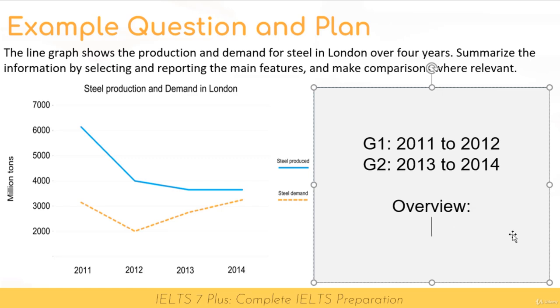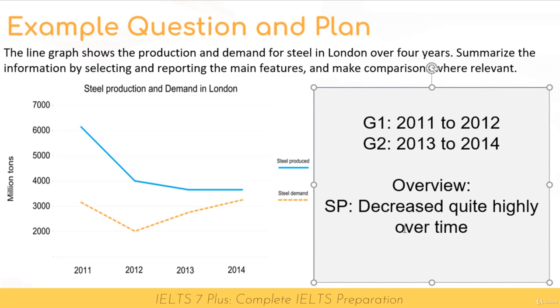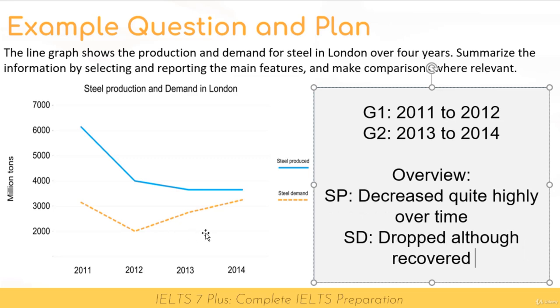Now for the overview section of my plan. How can I quickly summarize this data here without giving too many specific facts and figures? I think I'll go with SP, which you may know is steel produced. So, the overall picture for steel produced is decreased quite highly over time. And then we will have SD for steel demand. So generally speaking, dropped here. So we can say dropped although recovered well.